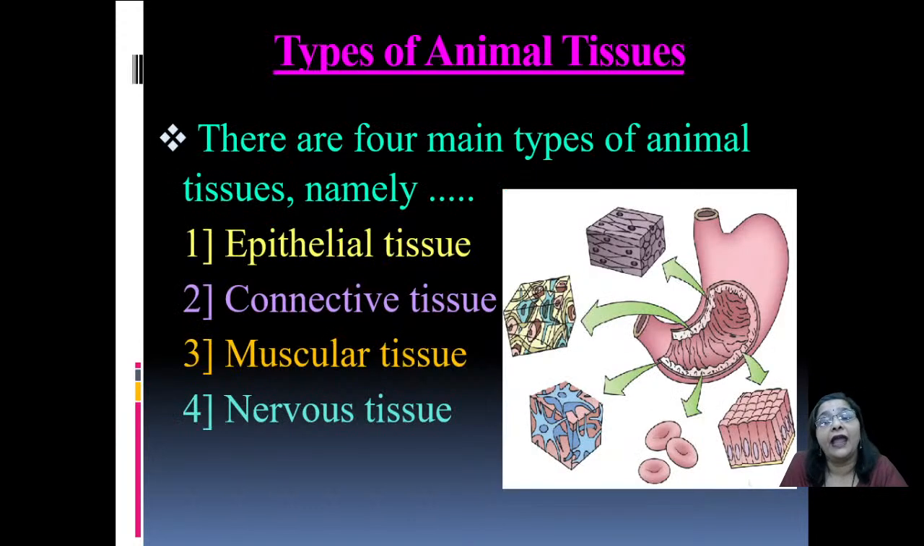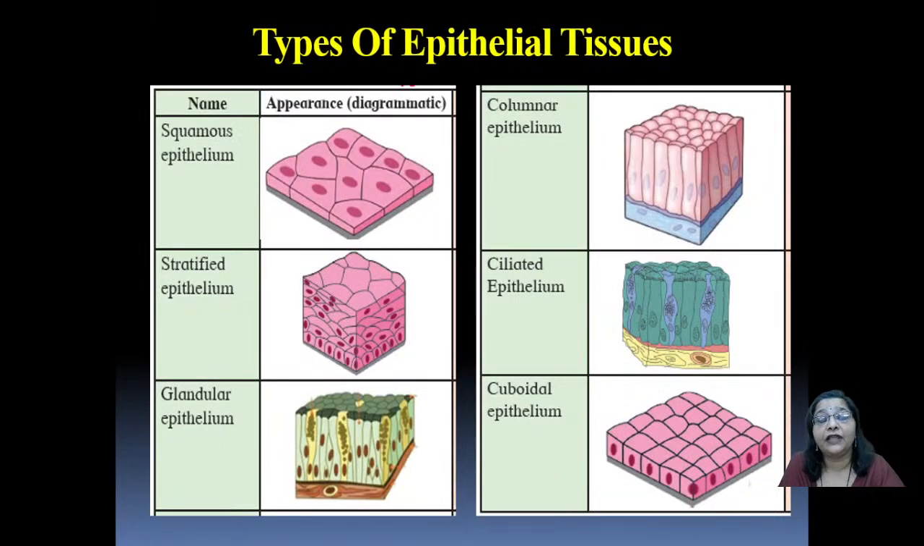Okay, and of course we saw the various types of animal tissues again. You all know there are four main types of animal tissues. They are the epithelial tissue, the connective tissue, the muscular tissue, and the nervous tissue. We saw that the epithelial tissue is generally located on the surface of various organs, and of course the skin is an epithelial tissue.